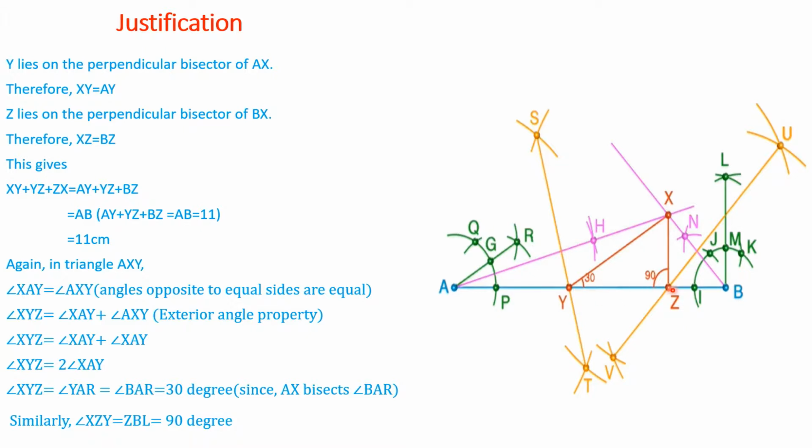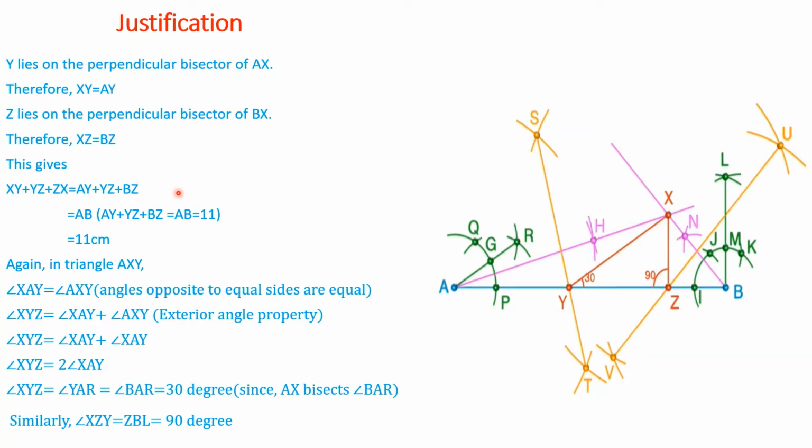AY plus YZ plus BZ equals 11 centimeter. AY plus YZ plus BZ is AB, that is 11 centimeter. Now we can keep AY equal XY. We know it, AY equals XY. So you can write XY, YZ is YZ, and in place of BZ we can write XZ. So XY plus YZ plus ZX is 11 centimeter. So the perimeter of this triangle is 11 centimeter.